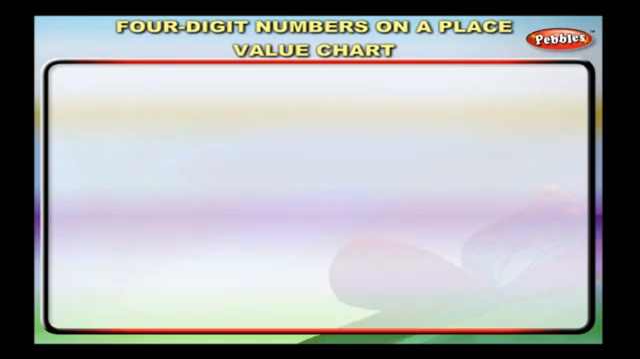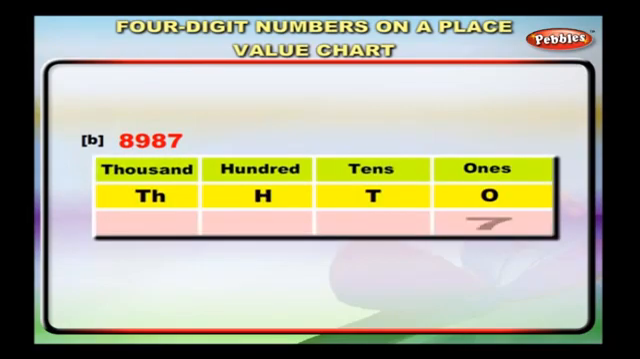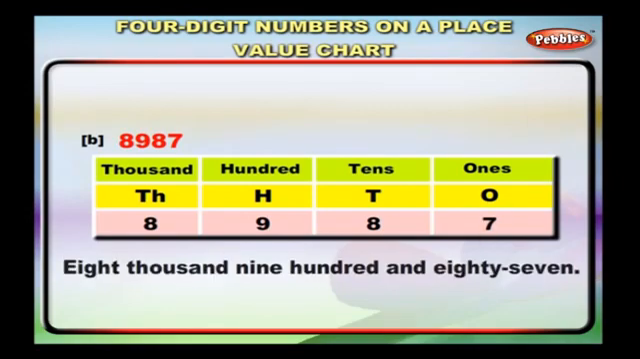Next, we will take 8,987. Write 7 in the ones column, 8 in the tens column, 9 in the hundreds column and 8 in the thousands column. So, we have 8,000s, 900s, 8 tens and 7 ones. We write this as 8,987.